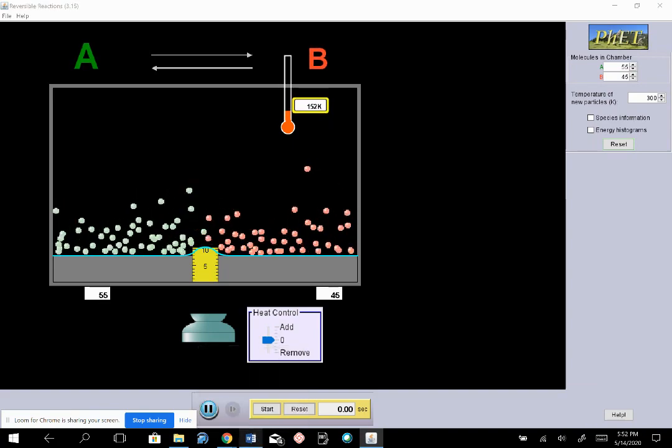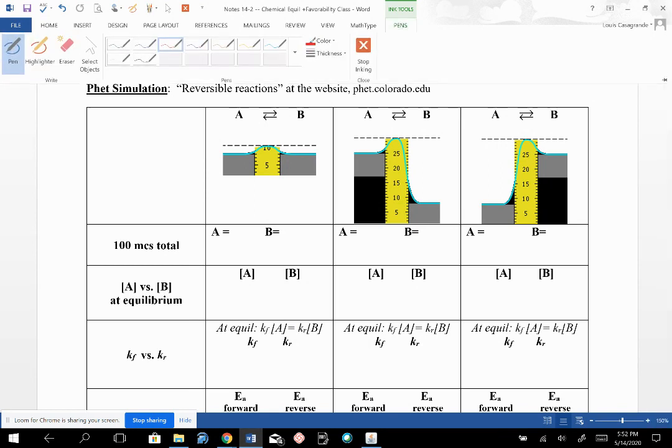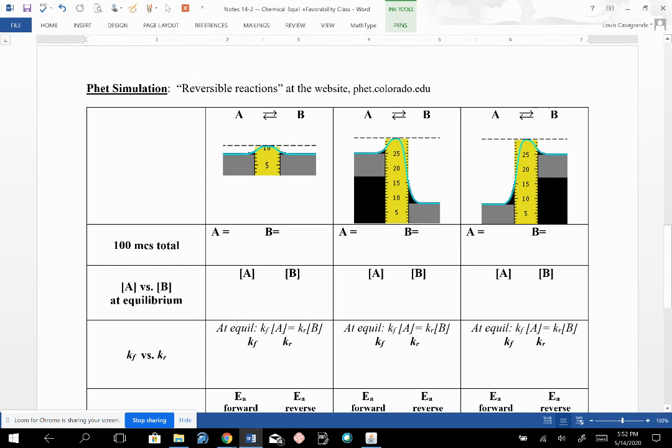So let's go back to our notes and think about this for a moment. First thing, let's write in. So we have 50 molecules of A and 50 molecules of B. So at equilibrium, the concentrations of A and B are equal to each other. Okay, now just keep in mind that's not always going to be the case. Equilibrium doesn't mean equal concentrations. Equilibrium means constant concentration.